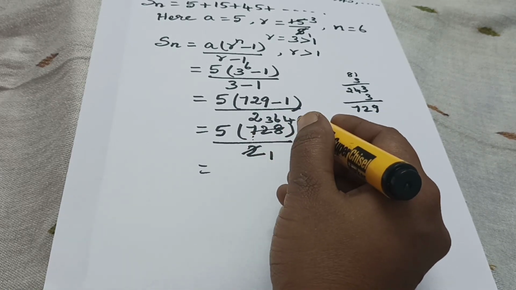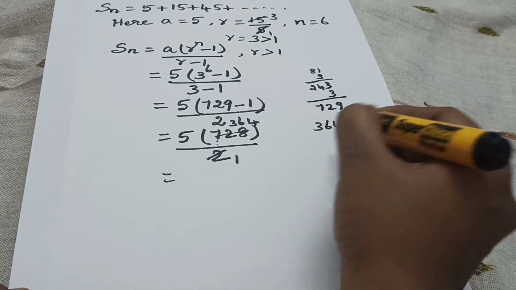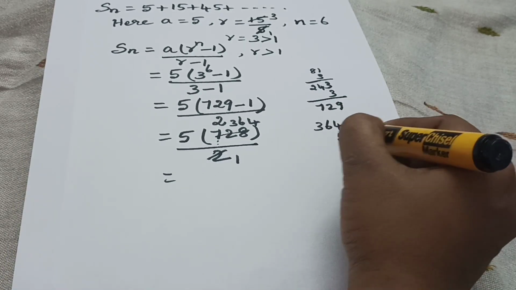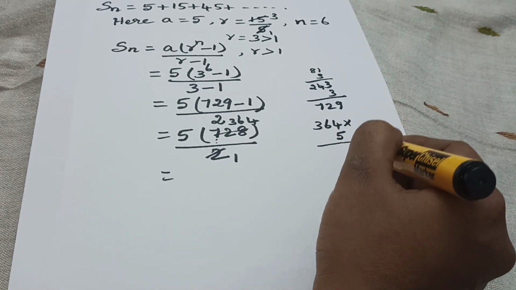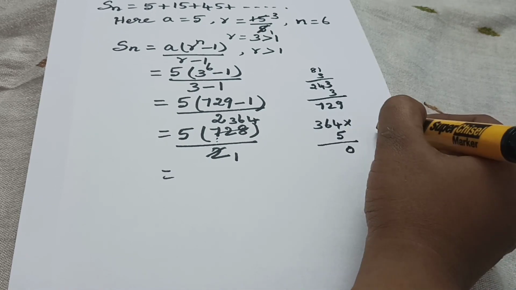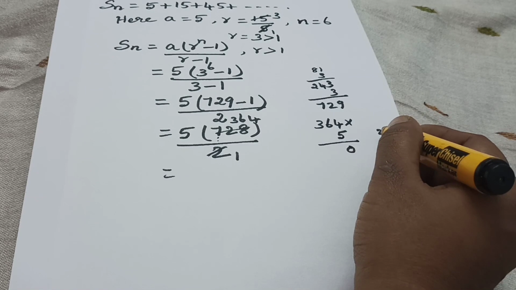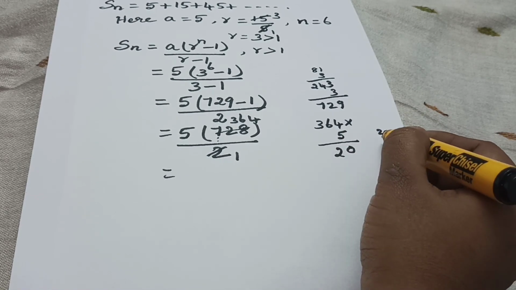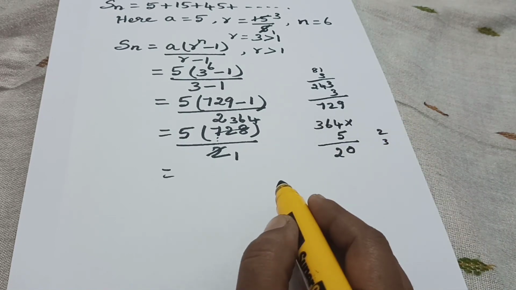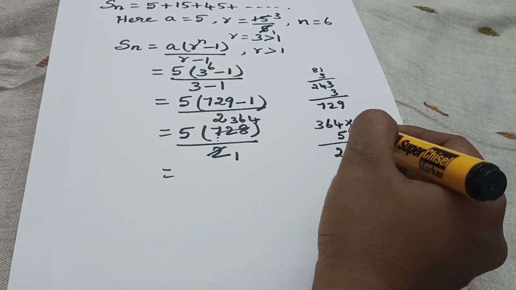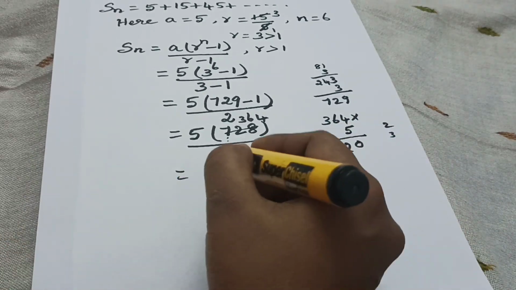5 into 364. 364 into 5, can you multiply? Then 4 5s are 20. 2 balance. 6 5s are 30. Then add this one, 32. Then 3 balance. 5 3s are 15. 15 plus 3 is 18. Then here what's the value?